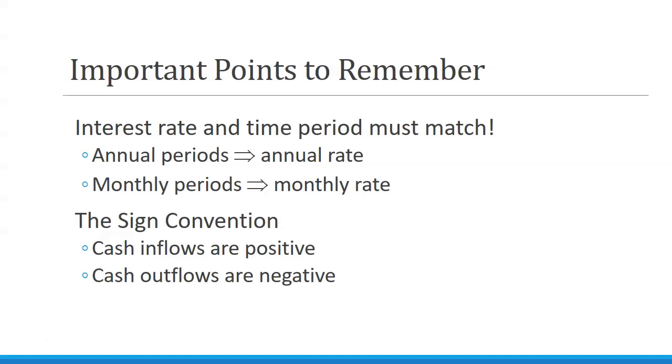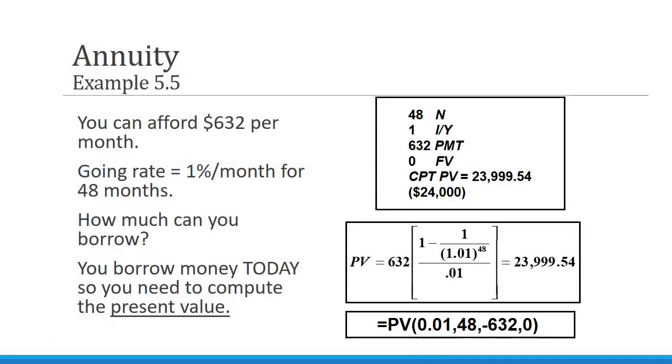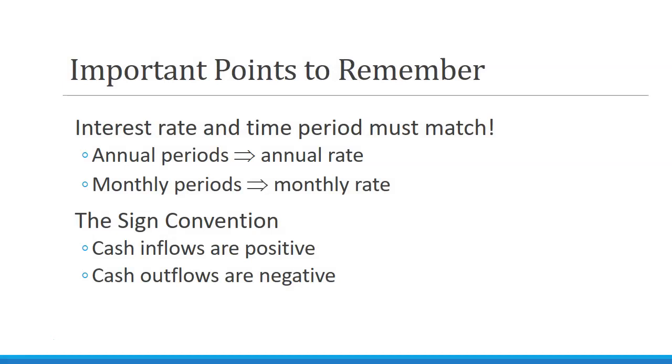Important things to remember are that the interest rate and the time period must match. So if we're using an annual time period, saying 7 years, then we want a rate that is an annual rate. If it's monthly time periods where we say every month, then we need to make sure that we're using a monthly rate and not a yearly rate. We also need to think about the sign convention. We need to make sure that cash inflows are positive and cash outflows are negative.